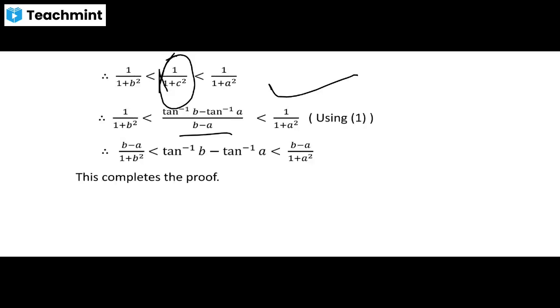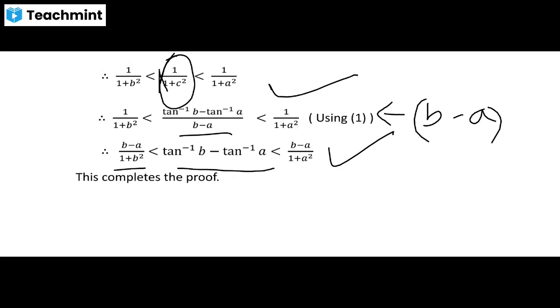Next step, multiplying this inequality by b minus a. Then you will get this inequality, b minus a divided by 1 + b². Multiplying by b minus a, it cancels here: b minus a in the numerator, b minus a in the denominator. You will get tan inverse of b minus tan inverse of a is less than b minus a divided by 1 + a². This completes the proof of this theorem.